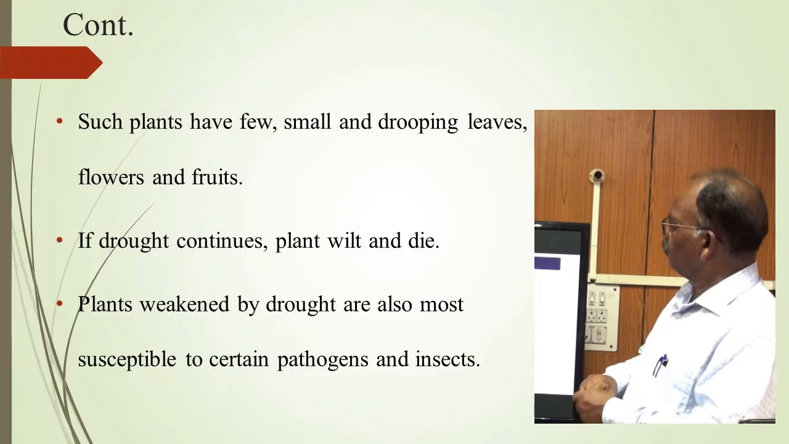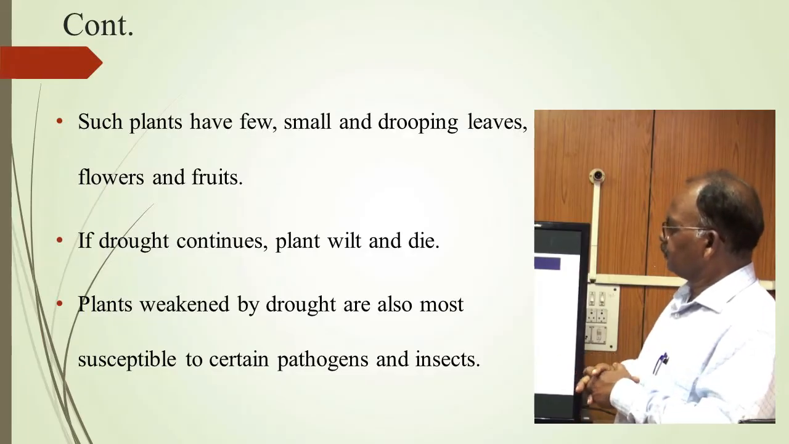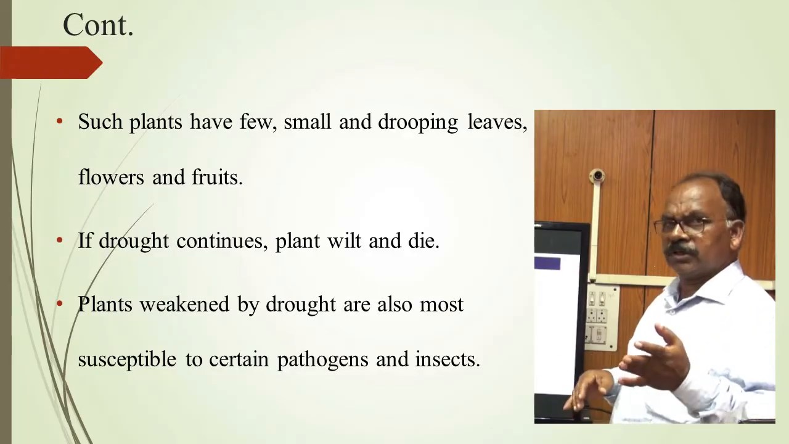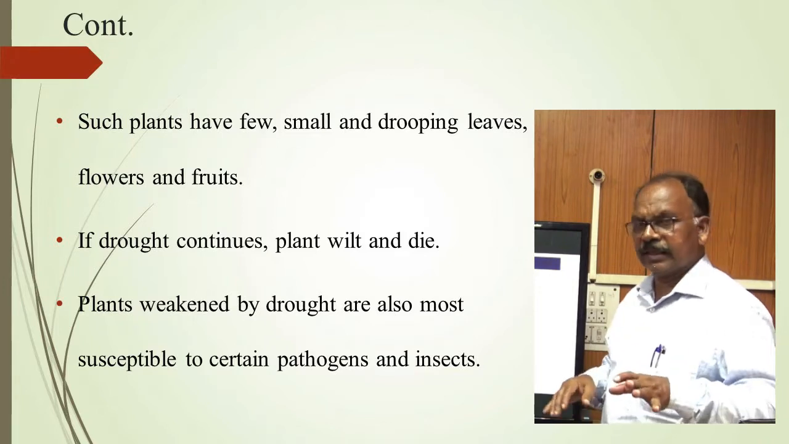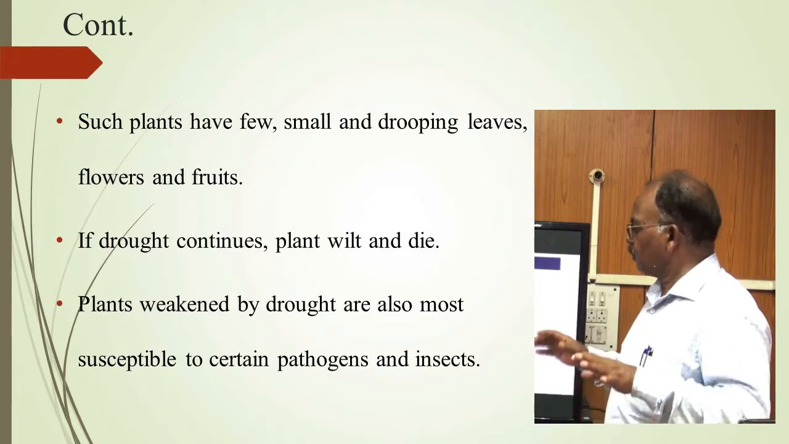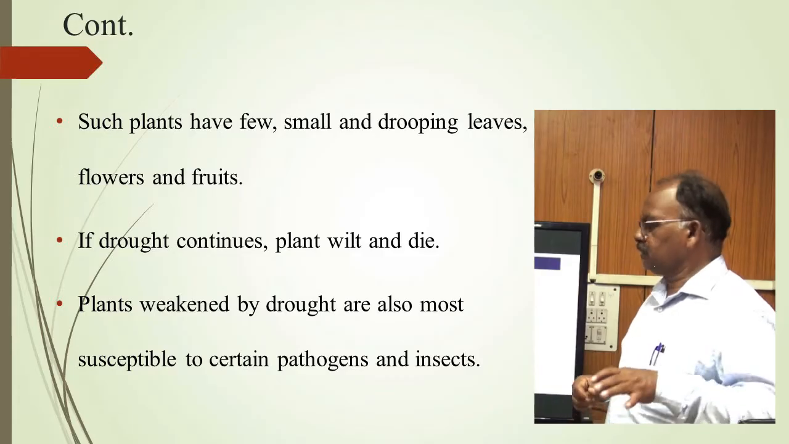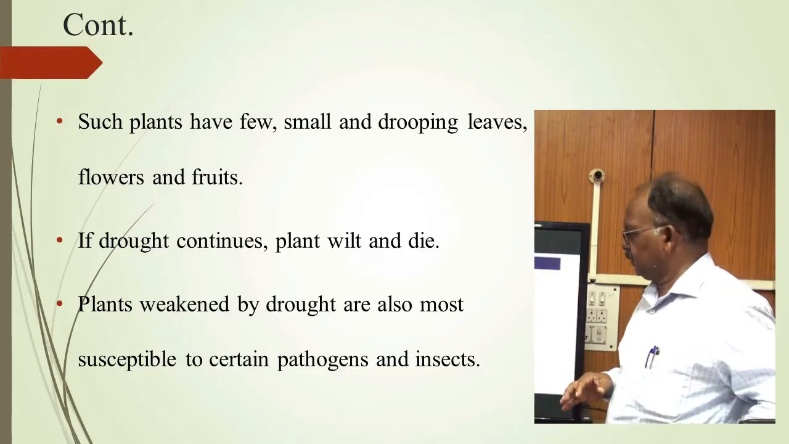Such plants have few small or drooping leaves, flowers and fruits. If drought continues, the plants wilt and die. Plants weakened by drought are also more susceptible to certain pathogens and insects.